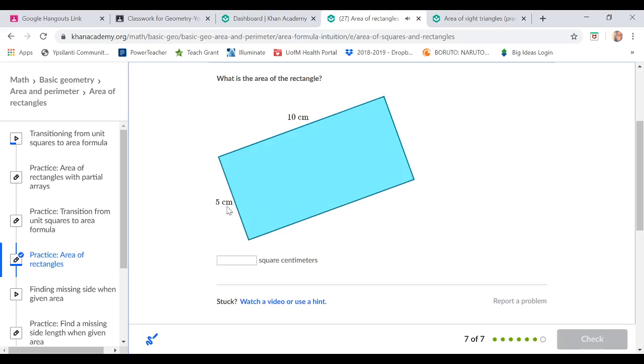And then in this last one, we're doing the same thing. Don't let it trip you up that the rectangle is tilted. You're still just multiplying the 2 sides that make the right angle. So 5 times 10 gets us 50 square centimeters.